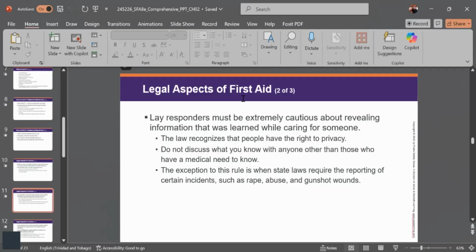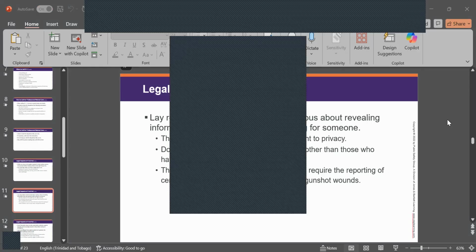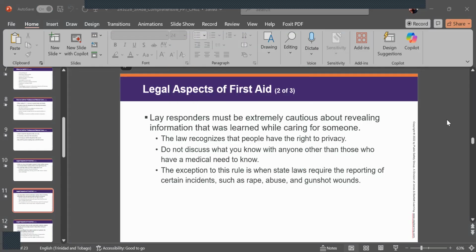You could question the team, no problem. They will give you information of what they would have gotten, all right? But we cannot release documentation without a court order.